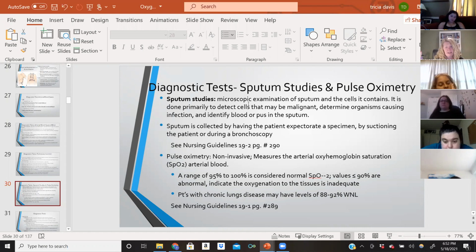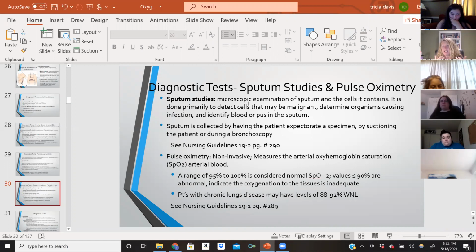We know that a range of 95 to 100 is going to be normal. Values less than or equal to 90 are abnormal, and they indicate oxygenation to the tissues is inadequate. When I say this, there are always exceptions to the rule. If you see a patient that is 90 or less, you should definitely inquire more and find out what's going on. It is not normal, but you will see some doctors will say if your patient has emphysema or COPD, they're okay to live at a low level, not in the 80s, but 90 would probably be the cutoff. 90 to 92 is where we see these people usually live.